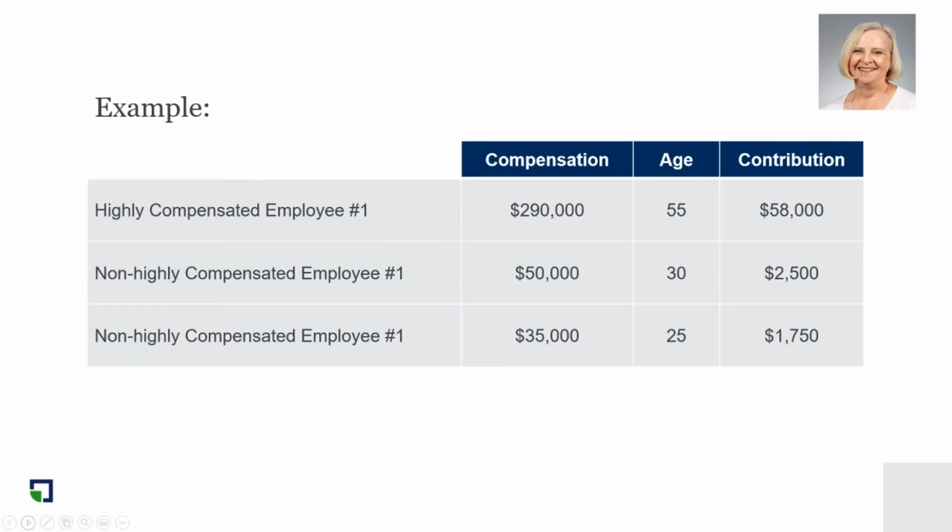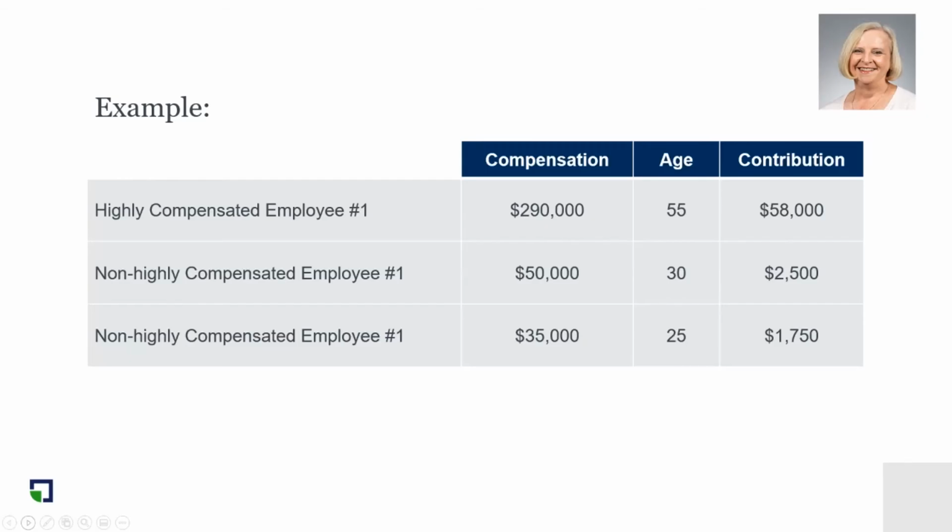So notice that the total contribution is only $62,250, but the highly compensated employee number 1 at age 55 has got the bulk of the contribution. The second employee down, highly compensated person number 1, $50,000, age 30, their contribution is $2,500. And notice that the third person, age 25, received even less, $1,750. And this is because of age. All of this is because of age.